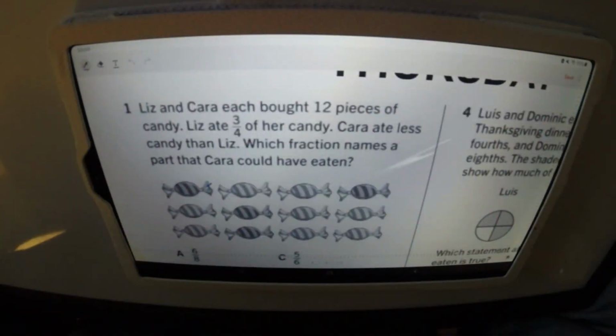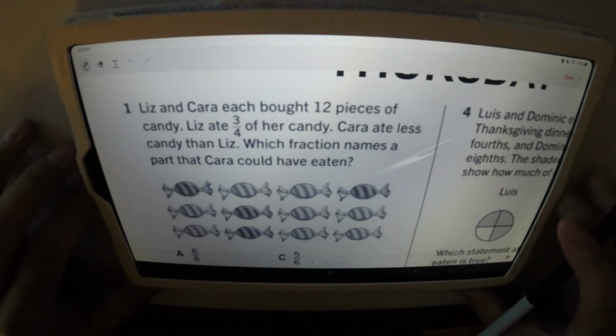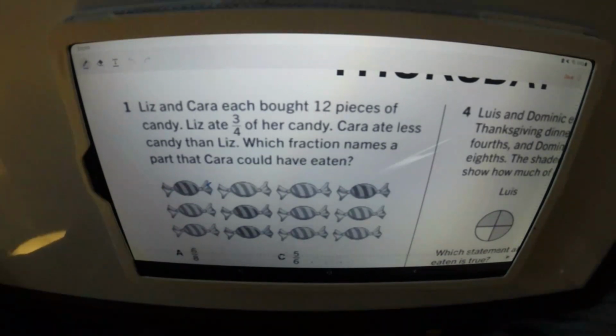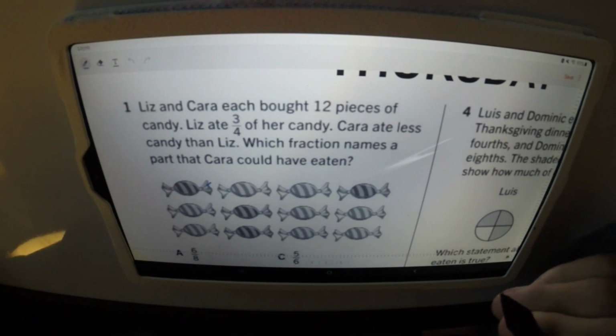Number one, Liz and Kara each bought 12 pieces of candy. Liz ate three-fourths of her candy. Kara ate less candy than Liz. Which fraction names a part that Kara could have eaten?